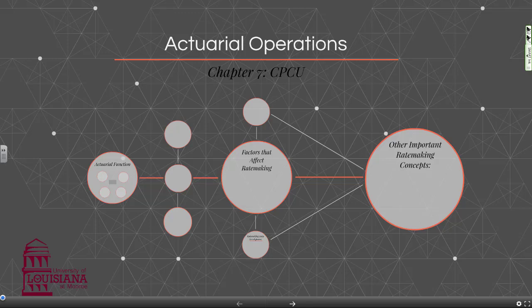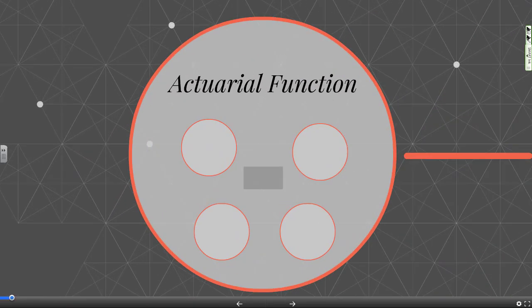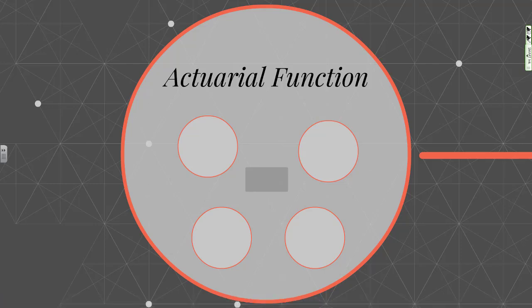In this video, we're going to discuss actuarial operations. This is from Chapter 7 of the CPCU 520 text. We'll start with a look broadly at the actuarial function by looking at 4 different general characterizations of the actuarial function. Essentially, through the actuarial function, we put a price tag on risk.